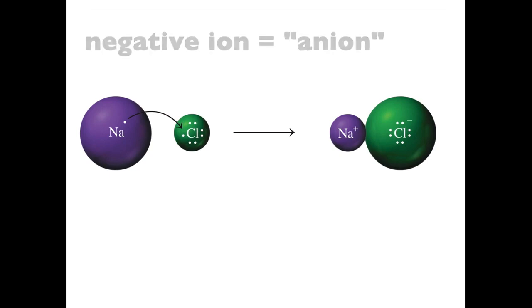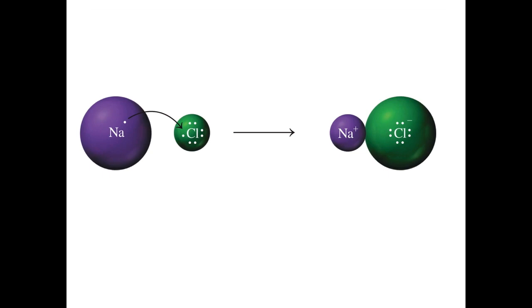Now that we have a positive charge and a negative charge, what do we know about the attraction between a positive and a negative charge? They are very strongly attracted to each other. This attraction is what we call an ionic bond. And this bonding occurs in a 1-to-1 ratio. For every 1 sodium, there is 1 chloride.